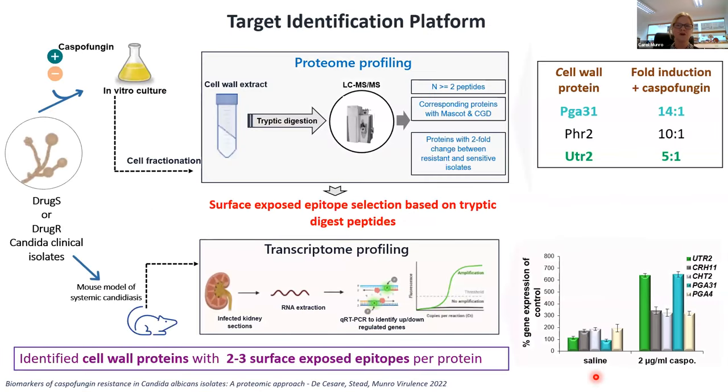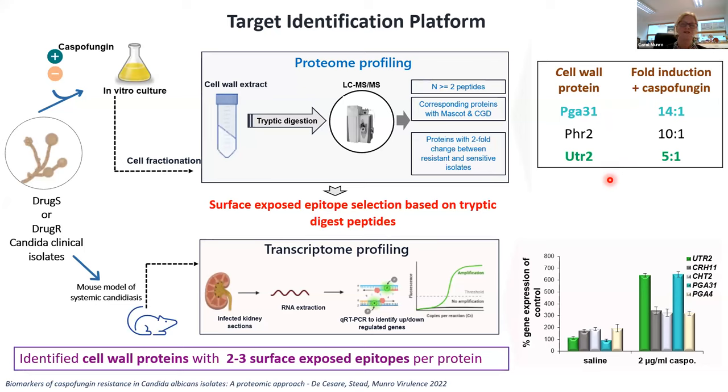So we wanted to use that knowledge to start to identify targets in the cell wall, targets that we knew were important for cell wall remodeling. And so we used the combination of this proteome profiling that we did, highlighting some of the proteins that we're interested in. These are the results of quantitative proteomics, where we could see 14-fold higher PGA31 when we treated with drug, and 10-fold higher PHR2 and 5-fold higher UTR2 in response to drug.